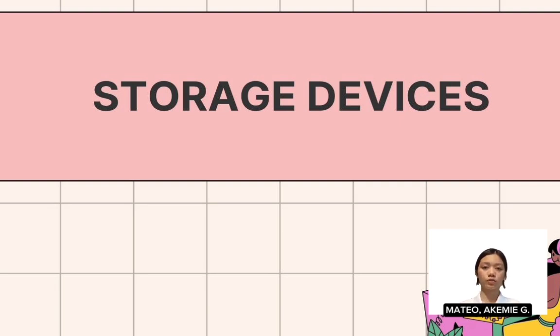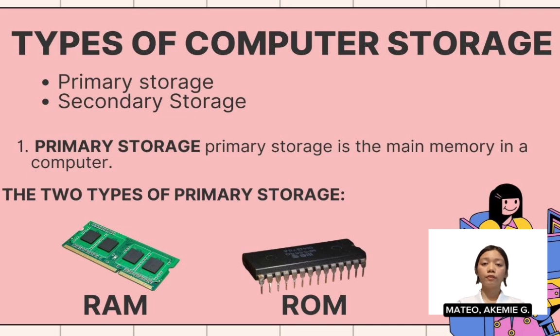So what are storage devices? A storage device is a hardware device that stores, exports, and imports information. It's either temporary or permanent. We have two types of computer storage, which are the primary and the secondary storage.